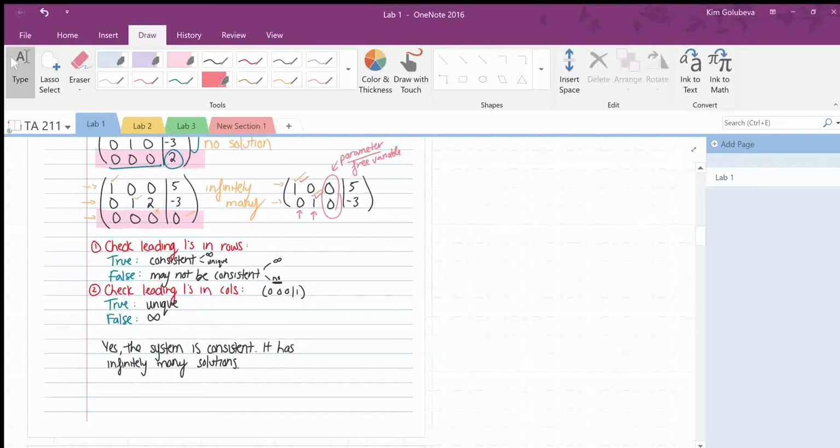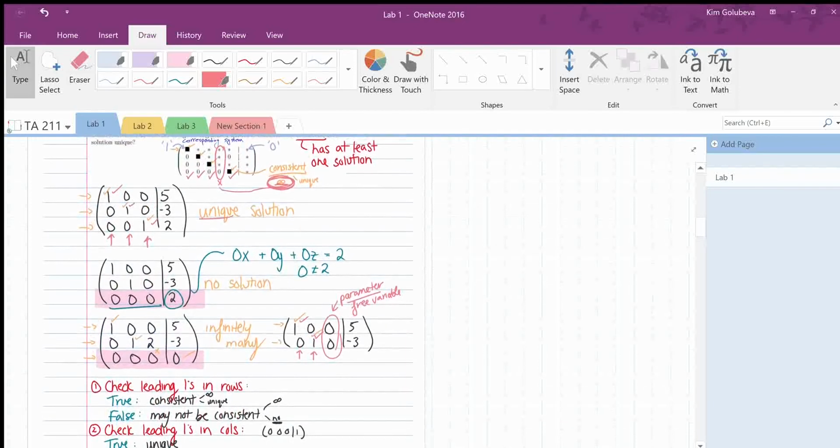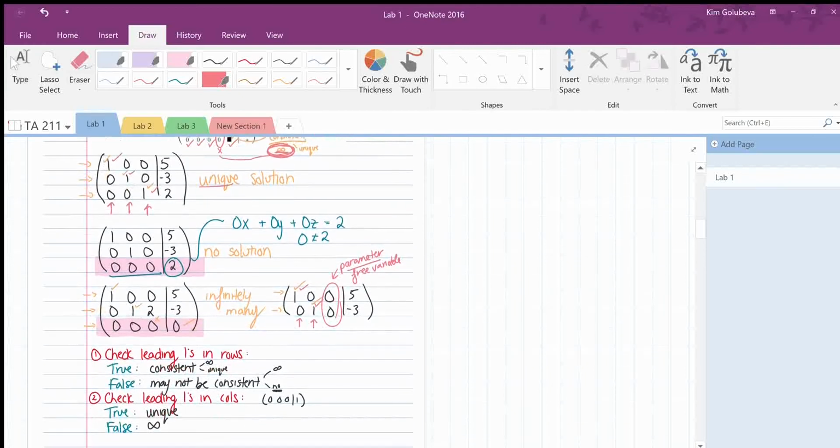So yeah, the trick with these questions is making sure that you're following the steps. One, checking the leading ones in rows and knowing what it means if there is a leading one in every row, and knowing what it means if there isn't a leading one. And then the second step is checking the leading ones in the columns.